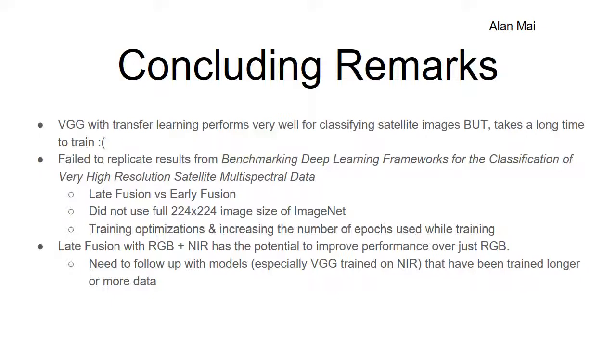This could be a multitude of factors, including using late fusion rather than early fusion like the paper, not using the full 224 by 224 image size that ImageNet was trained on, or other training optimizations such as increasing the number of epochs used while training. However, we did find that late fusion with RGB and near infrared had the potential to perform very well, but will still need follow-up in the training of the near infrared model.